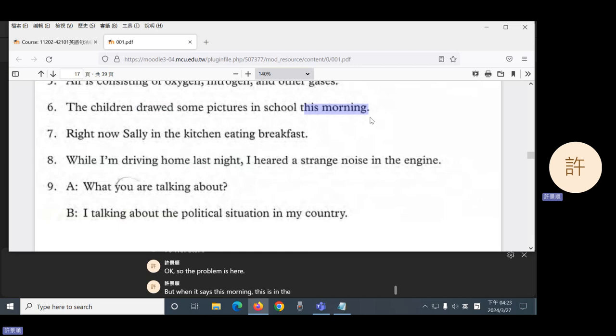Number six. Okay, so the problem is here, but when it says this morning, this is in the past, or it could be in the future. It's not in the present. So it could be will draw, or it says the word looks like past tense. So what is the correct past tense of draw? The correct past tense of draw is drew. Like in the Taylor Swift song, right? Drew looks at me, drew.